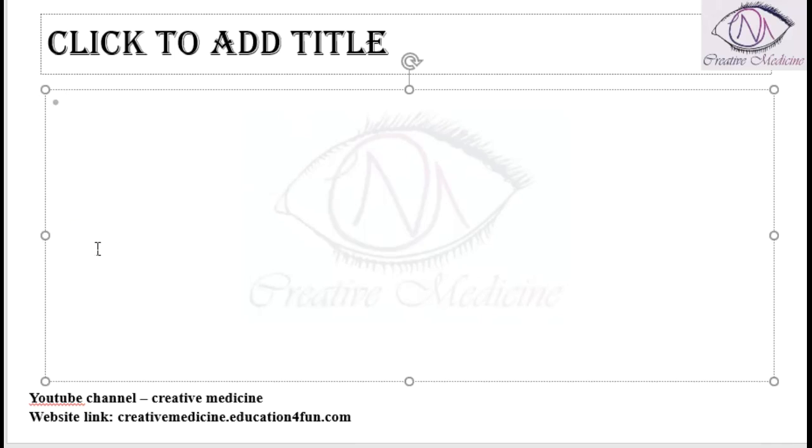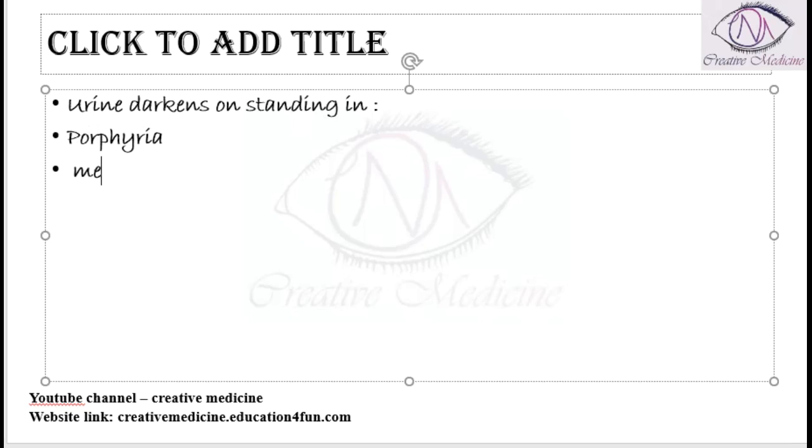Then we also have, in some cases, urine that will darken on standing. Urine darkens on standing in porphyria, in melanoma, and in alkaptonuria, and it looks as though there is hematuria. So that is one thing which should be seen.